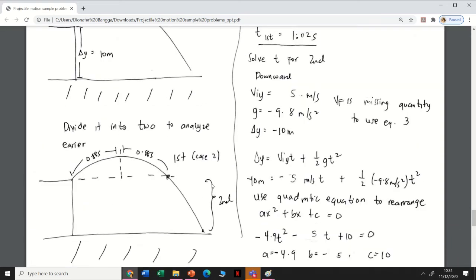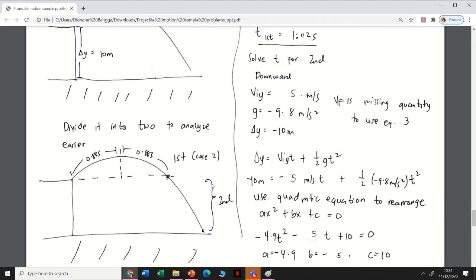So since we will be solving for the last part of our trajectory, you can use the horizontal and then the vertical aspect, but it's very much impossible as of now to use the horizontal dimension because we do not have the delta x for that specific point. So the only thing that we can use is the vertical dimension. So with that, let us analyze it through free fall since vertical lang gagamitin natin.